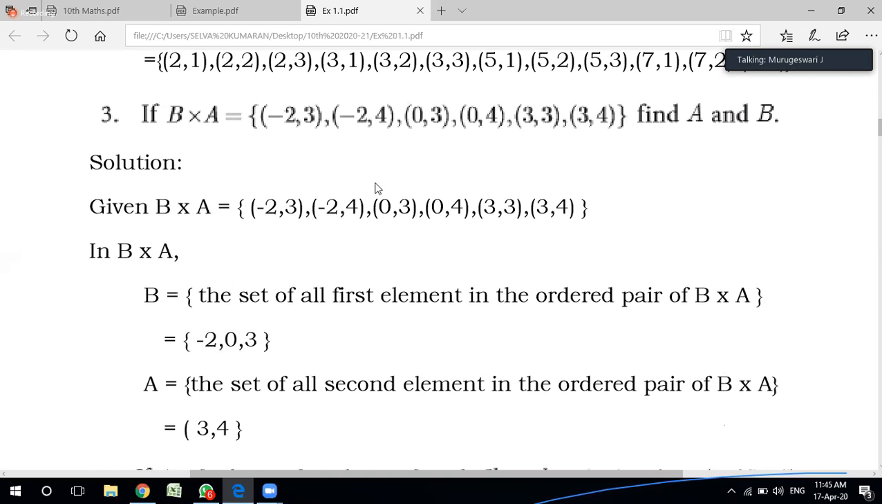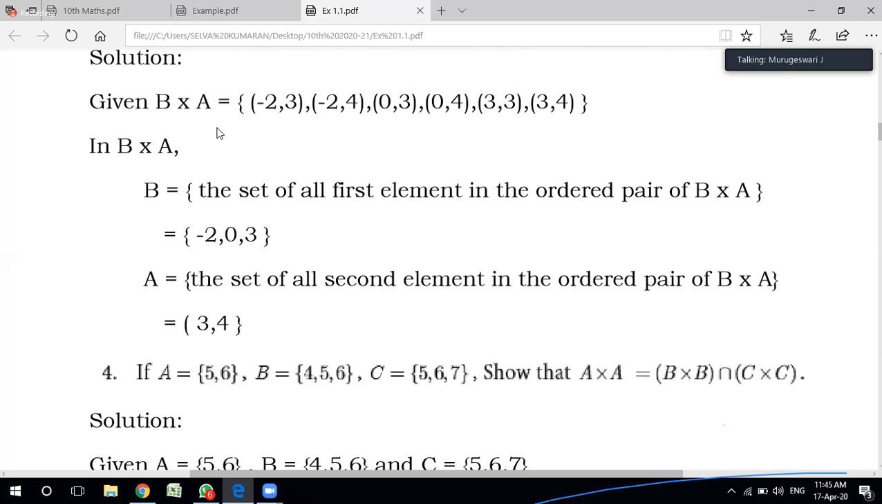Have you understood it? Suppose in a sum A cross B is given: the first element is in A, the second element is in B. But in this sum, B cross A is given. So the first element is in B and the second element is in A only. Have you understood this? Okay, next.